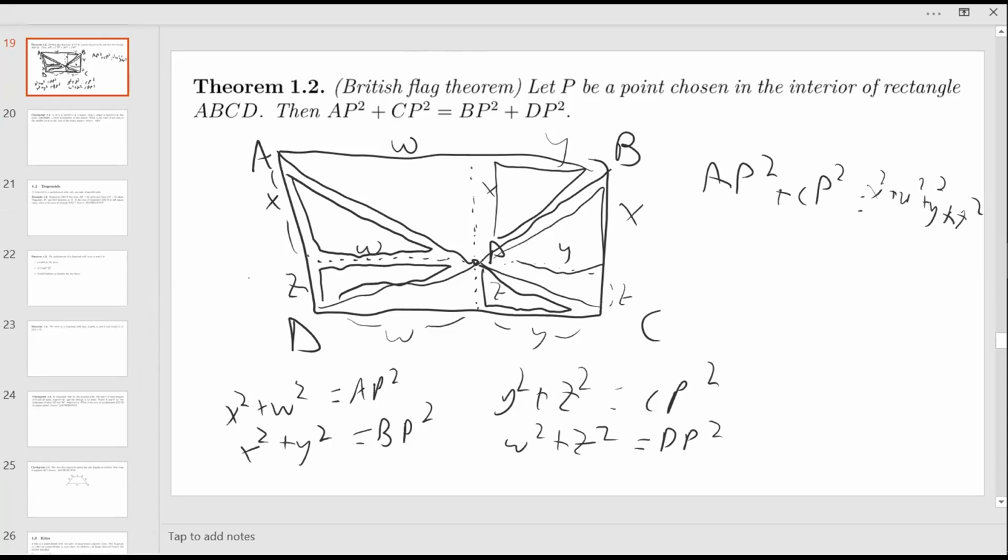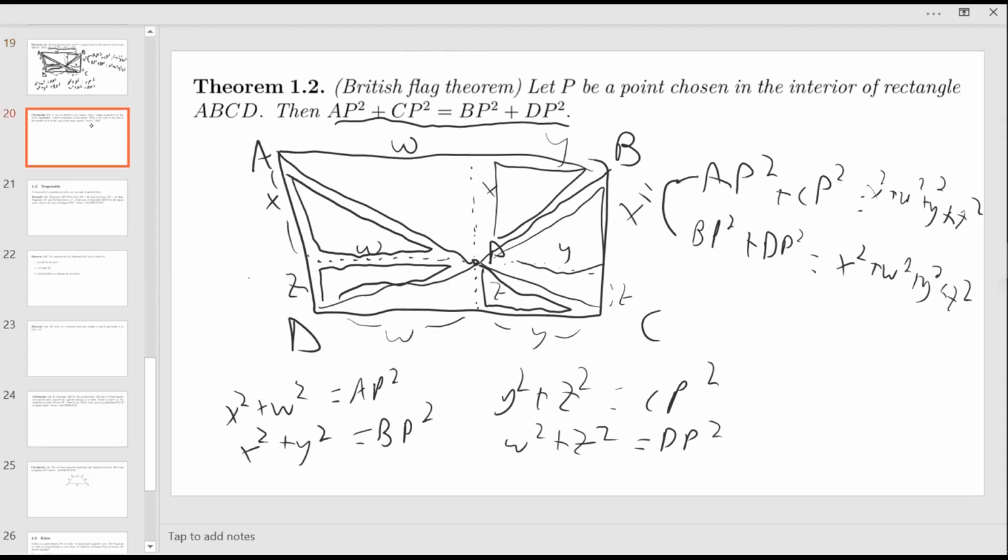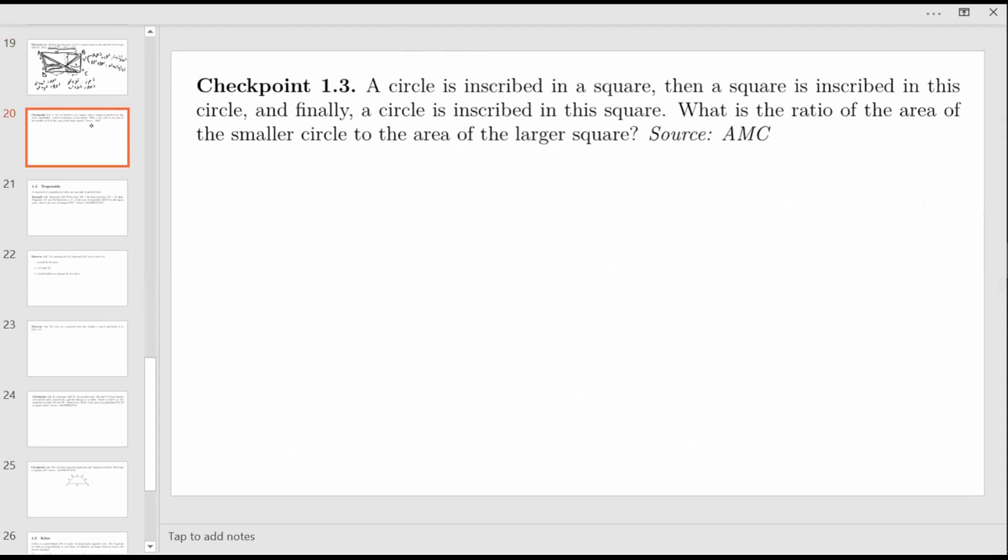And then BP squared plus DP squared is equal to the same thing: x squared plus w squared plus y squared plus z squared. Hence, AP squared plus CP squared is equal to BP squared plus DP squared, as desired. So we've just proven this. Now you guys can try this checkpoint.